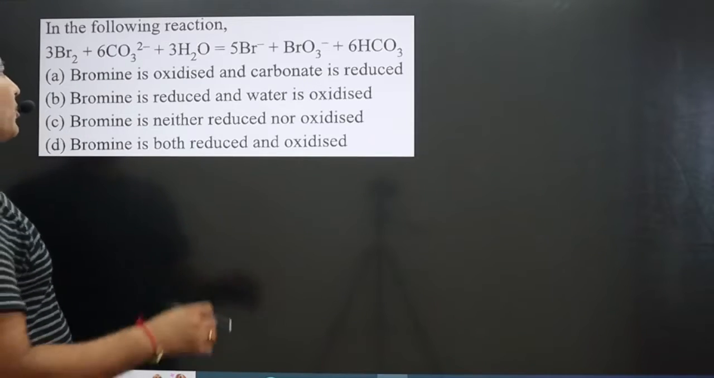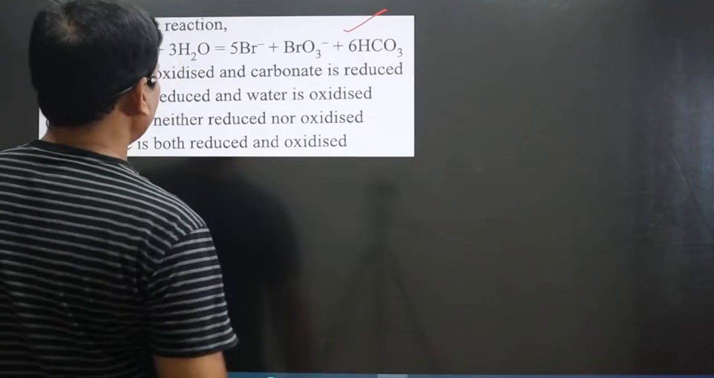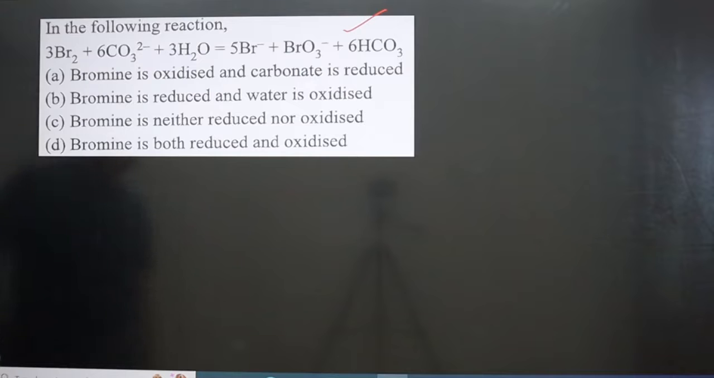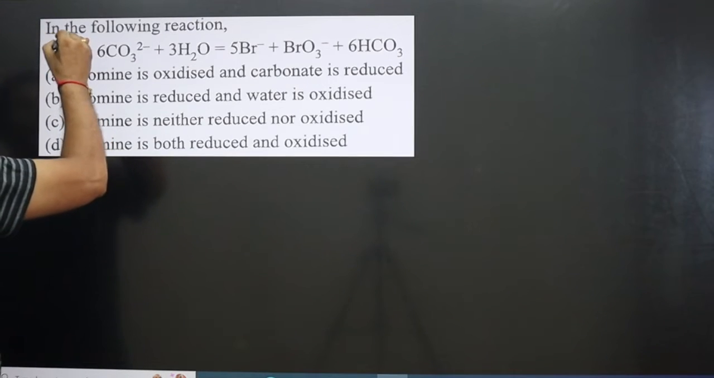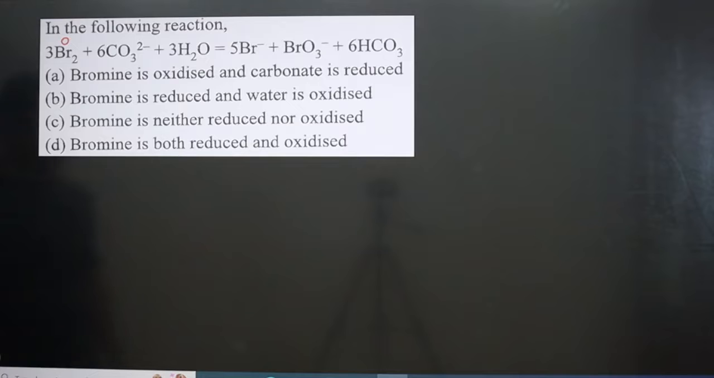The question says, in the following reaction, this is a chemical reaction given here, and we have to identify which option is correct. First of all, we can write down the oxidation number of elements on both sides of the equation. We have Br2. Br2 is a neutral element, so I write 0 here. A molecule made up of the same type of atoms will always have 0 oxidation number.